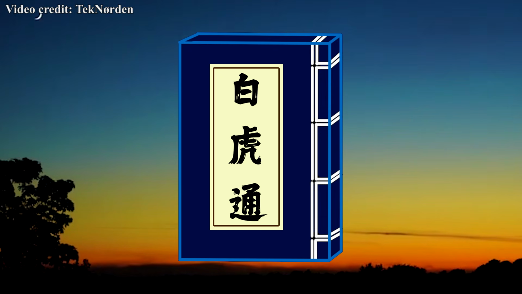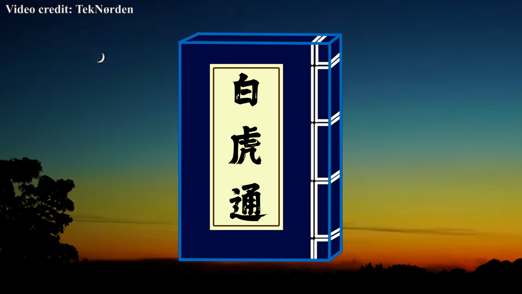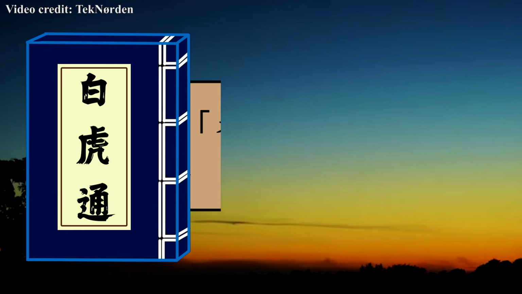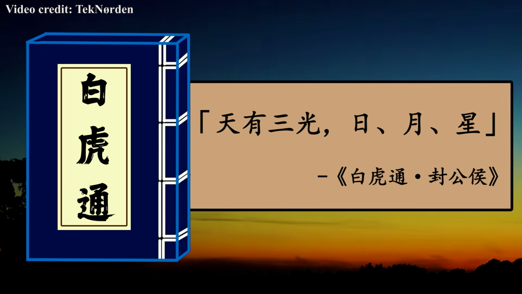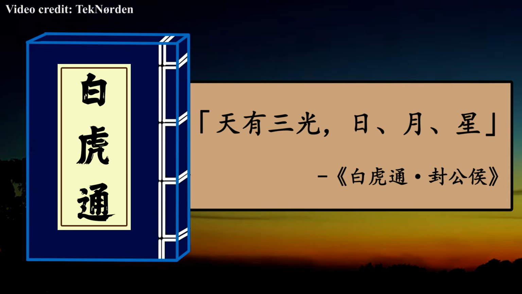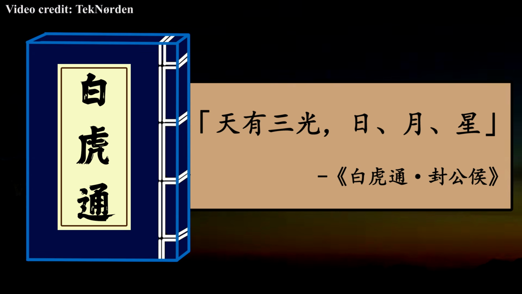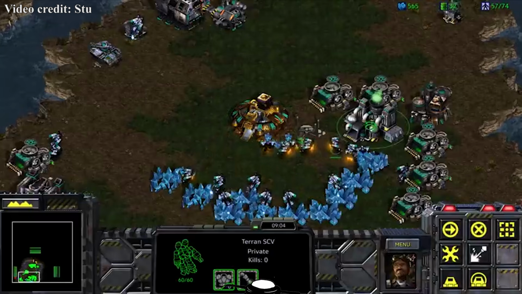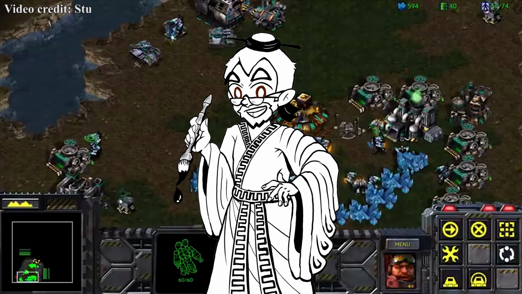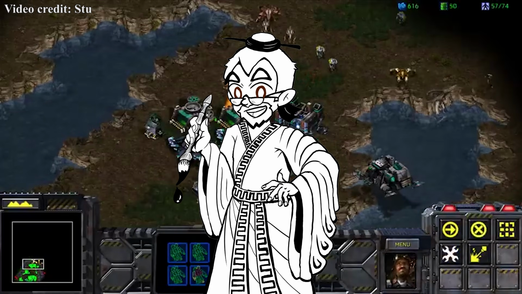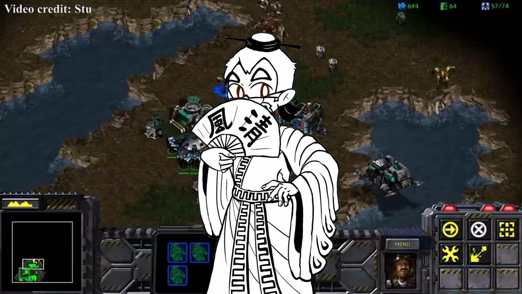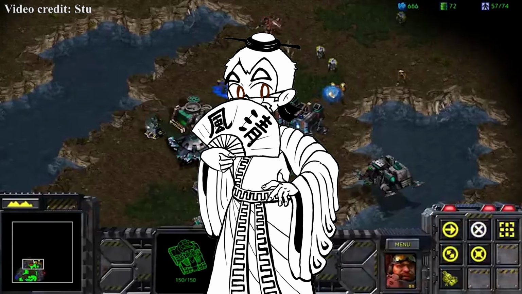The 3 lights are first named in the Bohu Tong, a text from the Han Dynasty, although the idea seems to be much older. 天有三光, 日, 月, 星. The sky has 3 lights, the sun, the moon, and the stars. Like we saw in the 3 skills, starcraft was one of the weightiest skills to have in old China. Sadly, these days the Koreans have them beat.